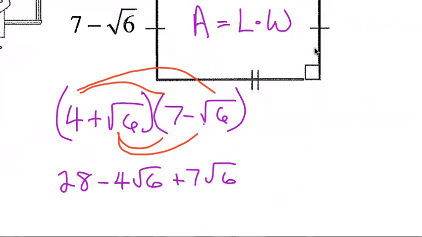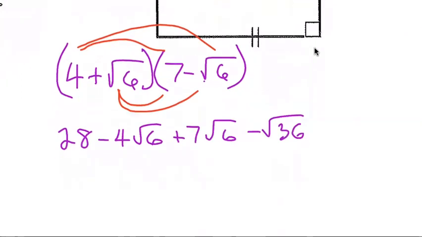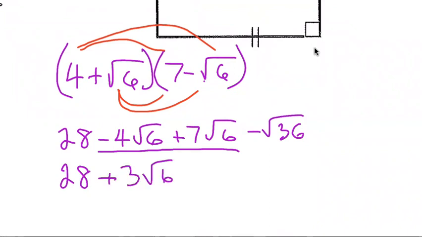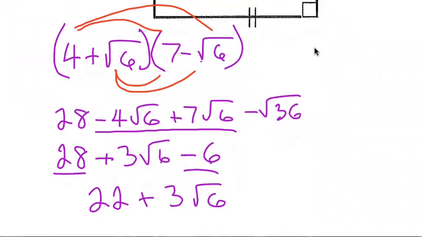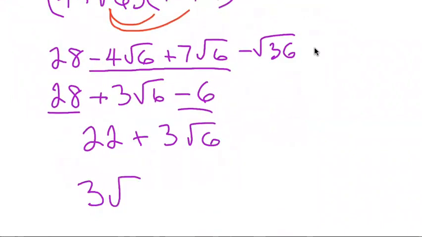√6 times 7 is +7 √6. And √6 times -√6 is -√36. Well, square root of 36 simplifies. This becomes a 6. So it's 28. And then -4 plus 7 is +3 square root 6. And then minus 36, square root of 36 is 6. I can combine 28 and 6. 22 plus 3 square root 6. And it doesn't matter which order you write that in. You could write 3 square root 6 plus 22. Makes no difference.